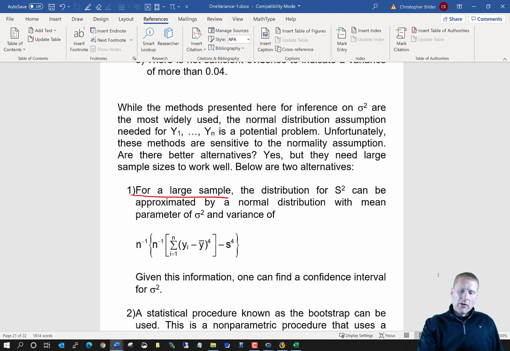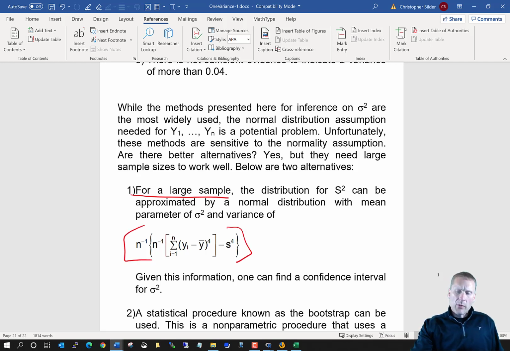Now, for a large sample, the distribution of s squared can be approximated by a normal distribution with a mean parameter of sigma squared. So sigma squared is actually the variance of y1, y2, all the way to yn, and a variance of this quantity here.